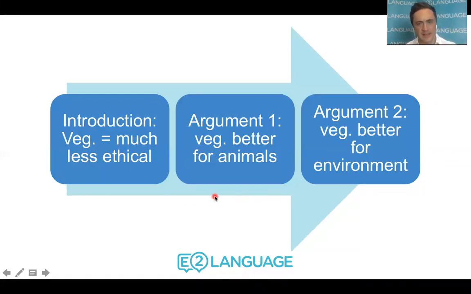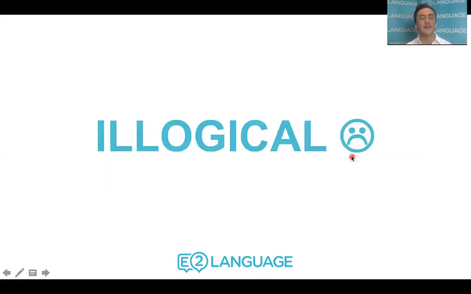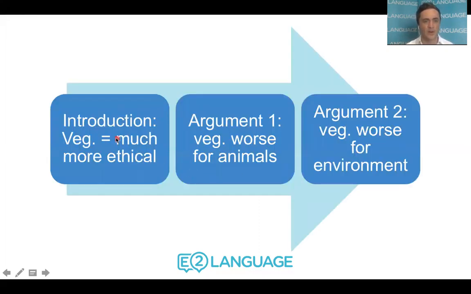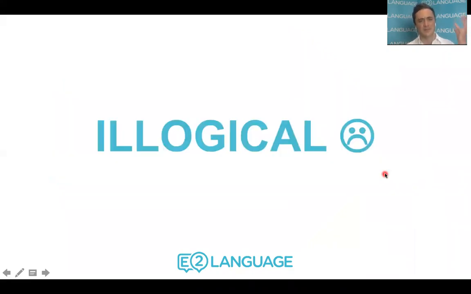If I do something like this, if I write in my introduction, vegetarianism is much less ethical than eating meat, and then talk about how vegetarian is better for animals and better for the environment, that's illogical, and that's not a good idea. Or if in my introduction, I talk about how vegetarianism is much more ethical, and then I talk about how it's worse for animals and worse for the environment, that's illogical. That is not flowing, okay?